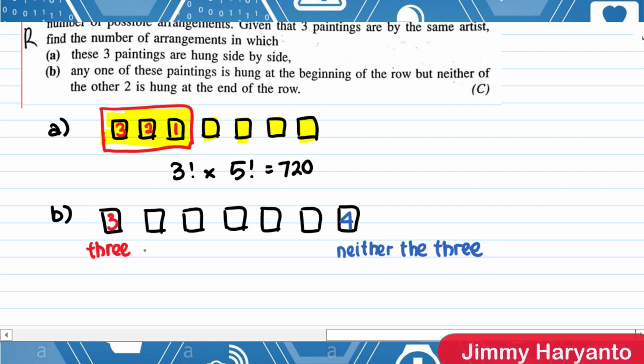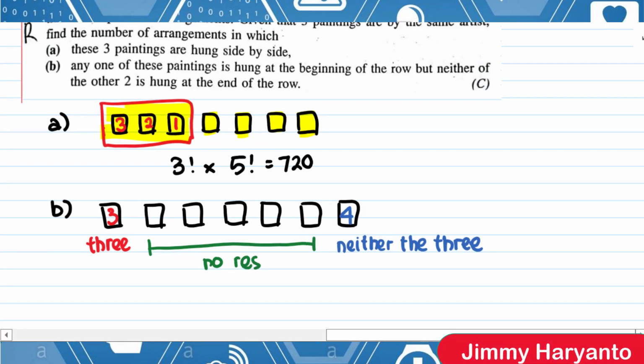Kalau udah, berarti tinggal sisanya no restriction ya. No restriction means bebas. So we already take 2 paintings for the first and the end. That means we still have 5, 4, 3, 2, 1. Okay, 3 times 5 times 4 times 3 times 2 times 4.